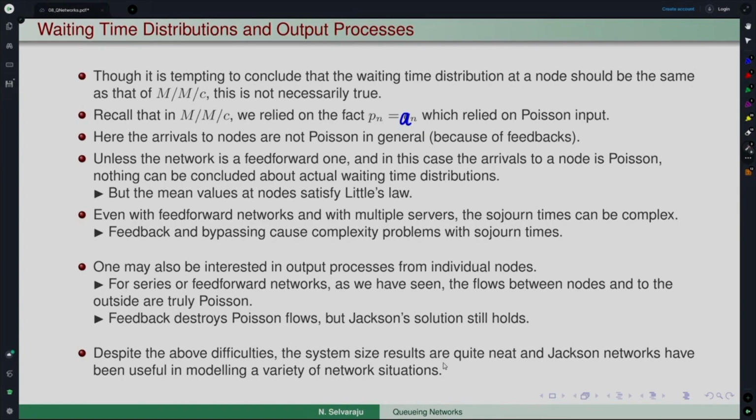Whether it is a computer system, communication system, inventory system, supply network or production system, these are quite useful in determining various quantities of interest. So, that is the part about the open Jackson network that we have seen.